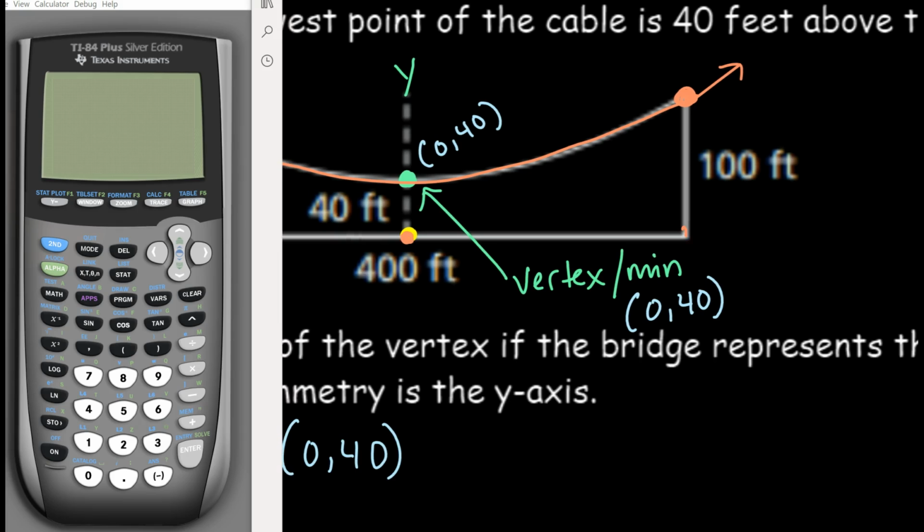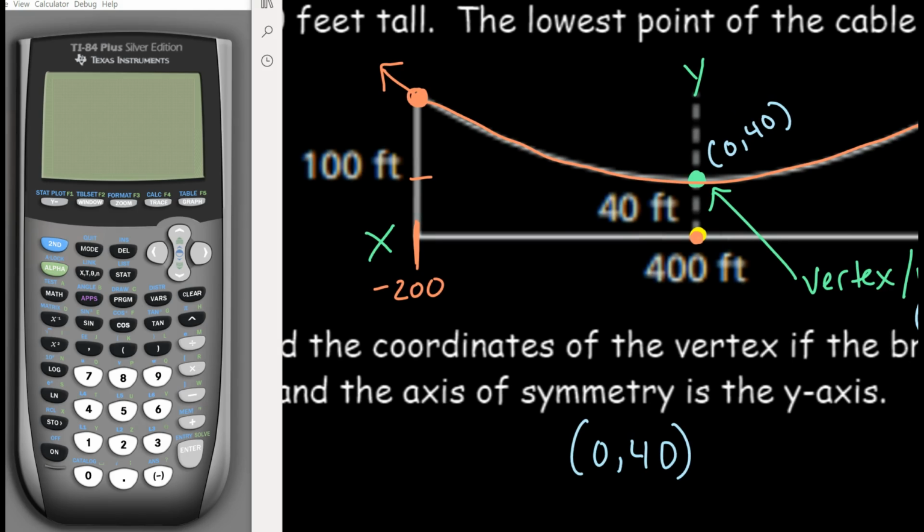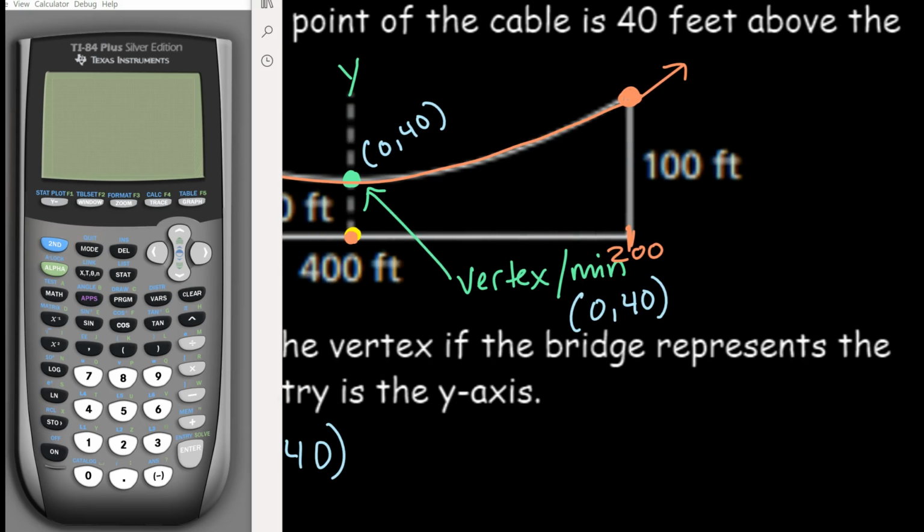And what is the x value over here? Positive 200. And we know the vertex is 40 feet up. So what is the y value of this point? It's just 100. So what are the coordinates of this point? Negative 200, 100. Wonderful. What are the coordinates of the right point? 200, 100.